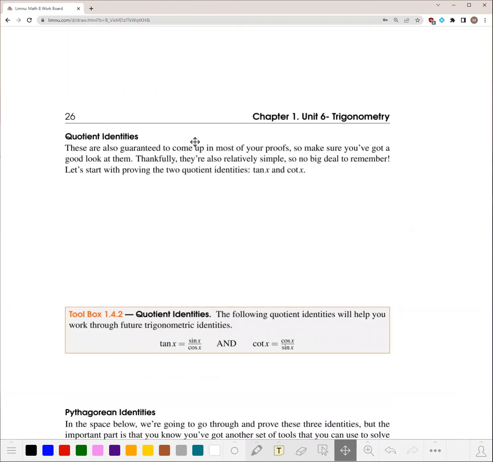So next up, we've got our quotient identities, tan x and cotangent x. Awkwardly, I'm going to go back and forth between using x and theta, but it doesn't matter, of course. Just ensure that your variable is consistent. So our quotient identity is saying tan x is equal to sine x over cosine x. We're going to do a proof of that one, and then hopefully you'll be fine with me if I skip the other one. So let's go ahead and do a proof here.